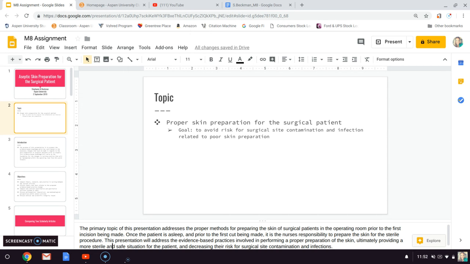This presentation will address the evidence-based practices involved in performing a proper preparation of the skin, ultimately providing a more sterile and safe situation for the patient and decreasing their risk for surgical site contamination and infections.